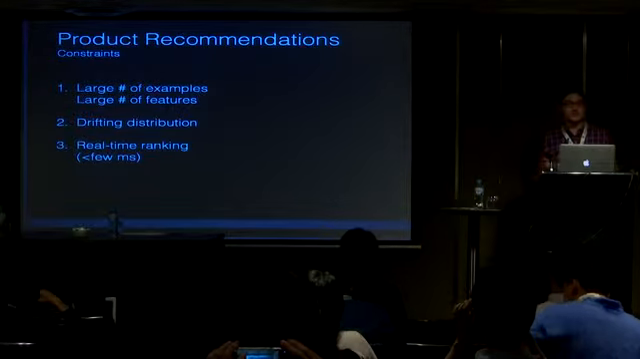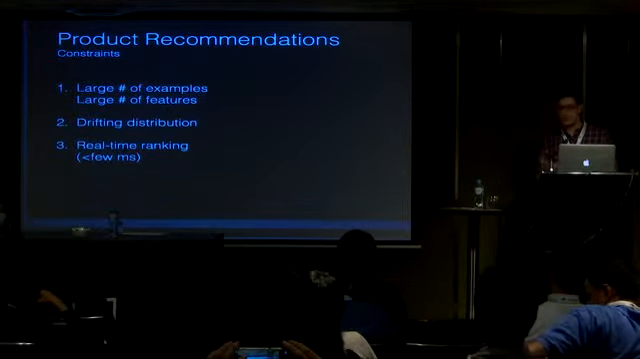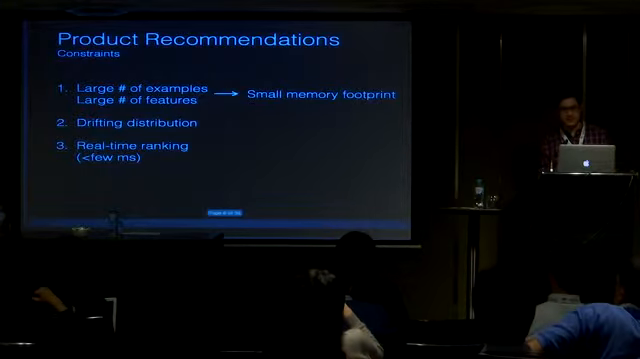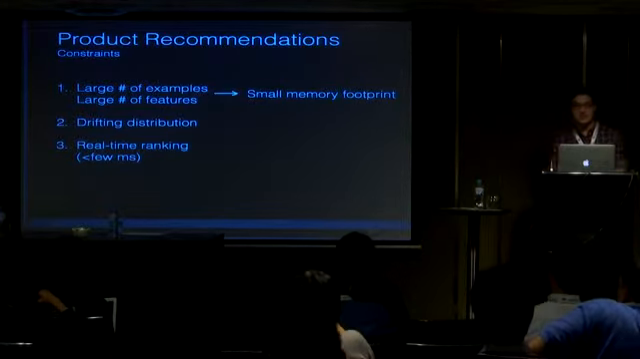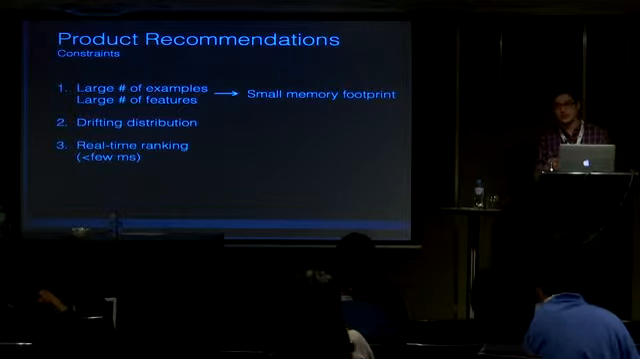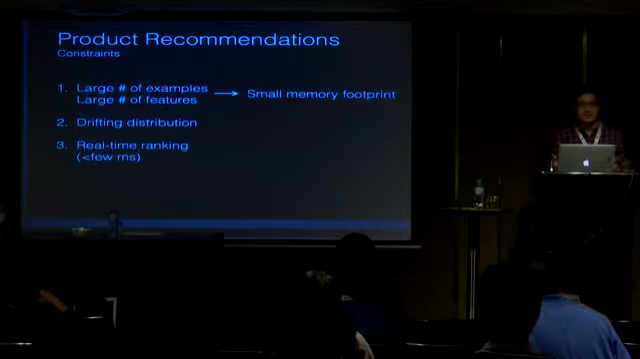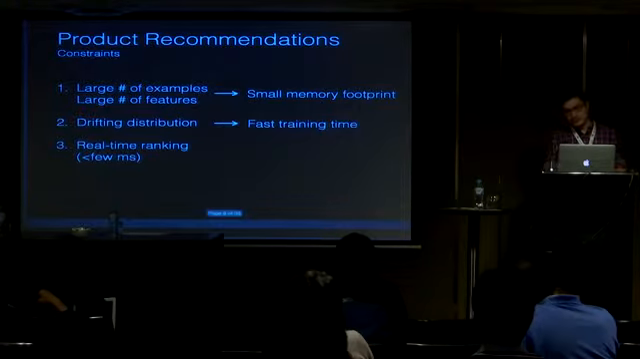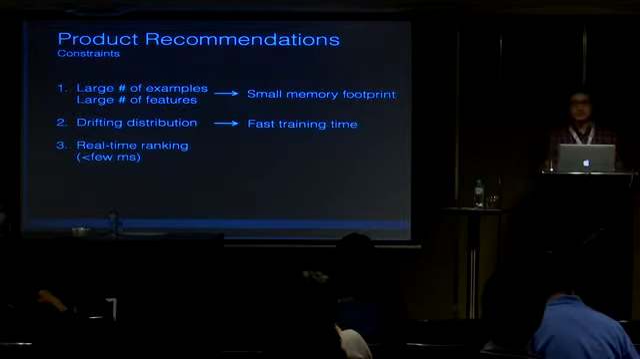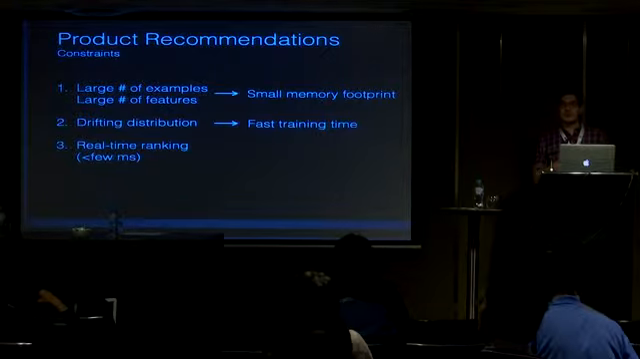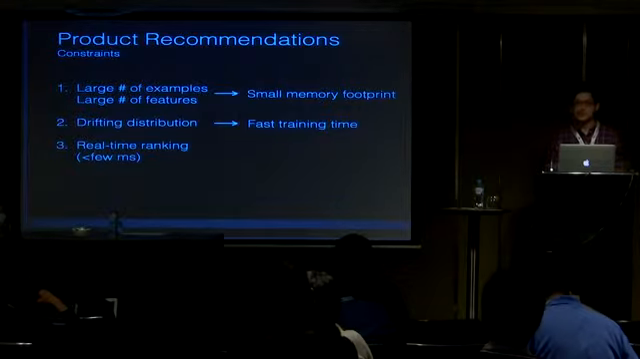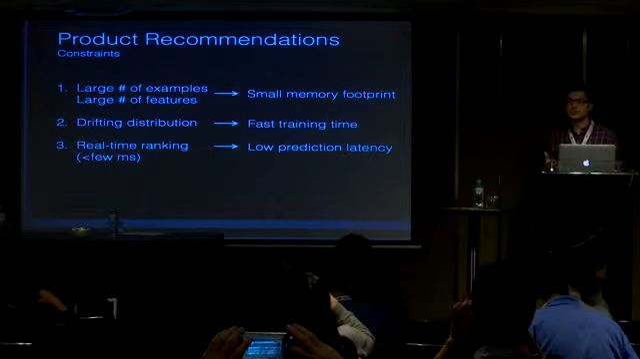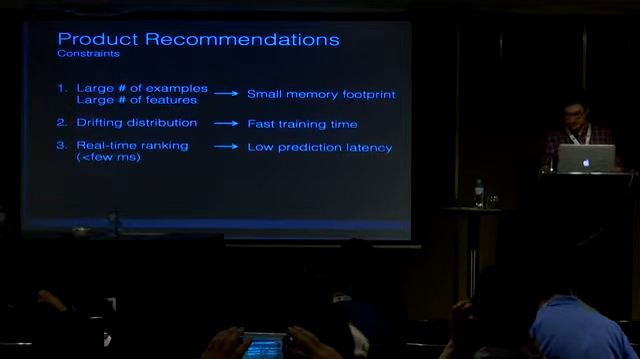If the user waits for 1 minute to get the recommendations, then it's not of much use. So it has to be very fast. In practice, this means that we have to have very small memory footprint. We cannot really load the data in memory. So every method that basically runs in-memory learning is not an option. To account for the drifting distribution, we have to have fast training time so that we can retrain often. And then to have real-time ranking, we really need a model with low prediction latency.